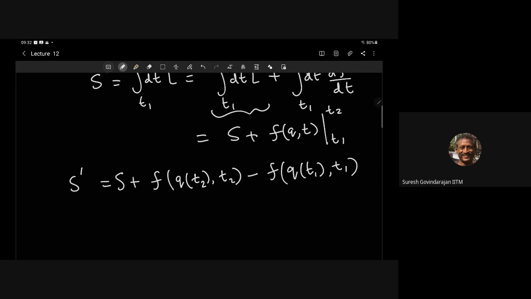So S prime and S are not equal to each other. But the question to you is, what is this quantity? Is this a known number, or is it a function? It's a number, because in the Lagrangian formulation, q of t2 is specified for you and q of t1 is also given for you. So these are all numbers.